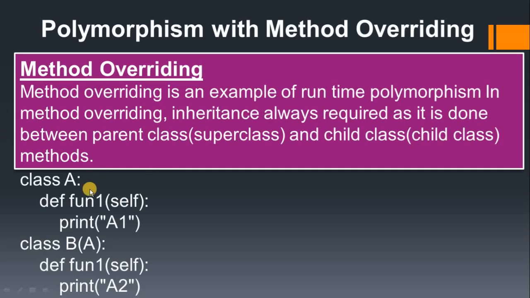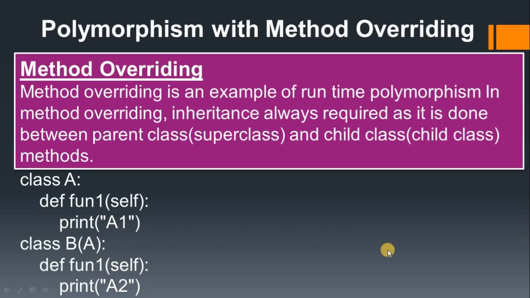So you can see a simple example. You have to create classes like base and derived, like A and B. If you are using a method function 1, you have to repeat it in the derived class, and then inside it you can put whatever code you want. So that is method overriding.